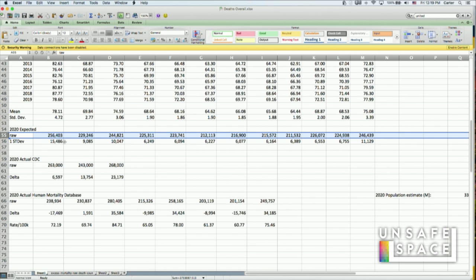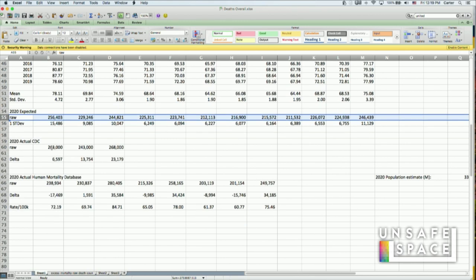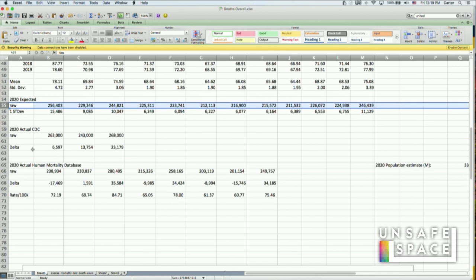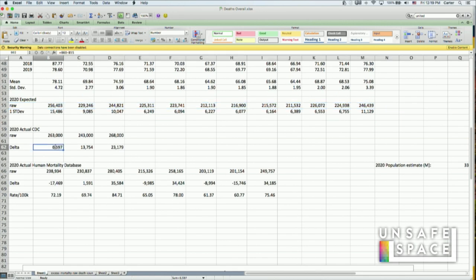When I first looked at this, I said, okay, our expected, for example, January 256,000, February 229,000, March 244,000. I said, okay, what does the CDC say the data actually is? And the CDC said it's 263,000, 243,000, and 268,000. And if I look at that, there is a difference. It looks like there were some deaths early on that were higher than normal. In fact, in January, less than a standard deviation away from norm. In February, more than a standard deviation. And in March, way more than a standard deviation.